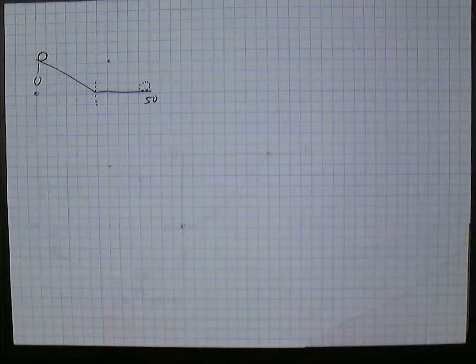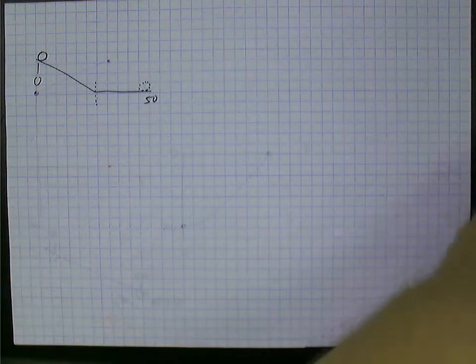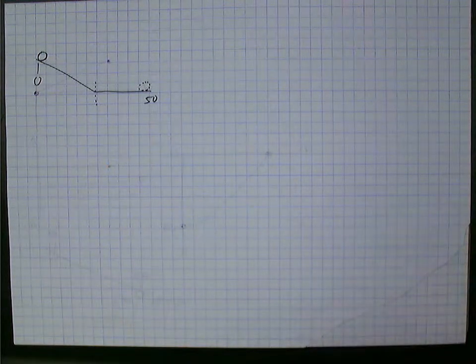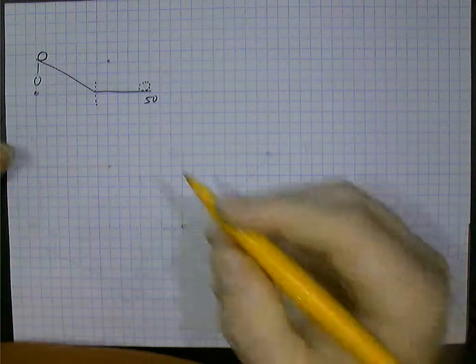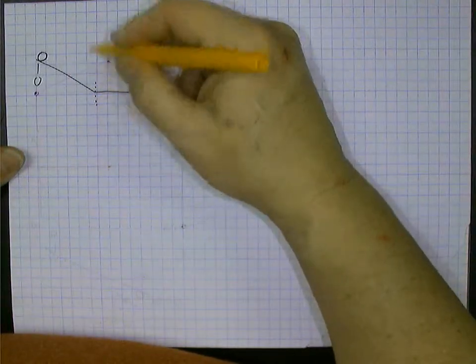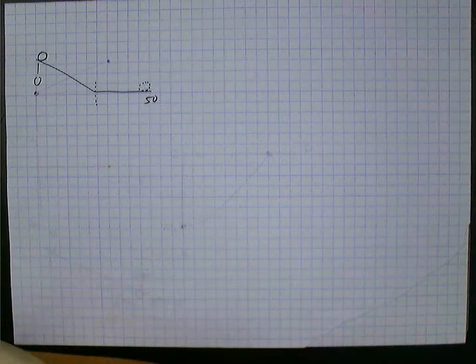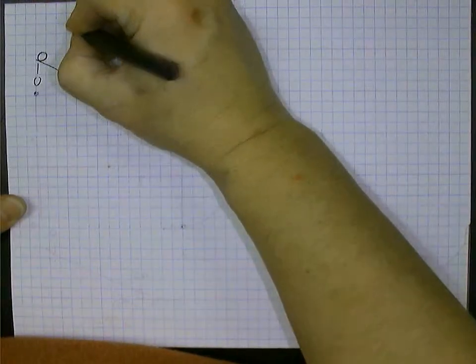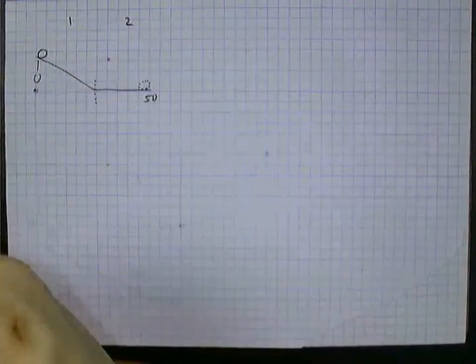I don't know where it's going to go after that, but let's imagine that it's going to continue on and continue doing what it's doing. The bend in the ramp breaks the motion into two distinct sections. We have the first section and the second section.